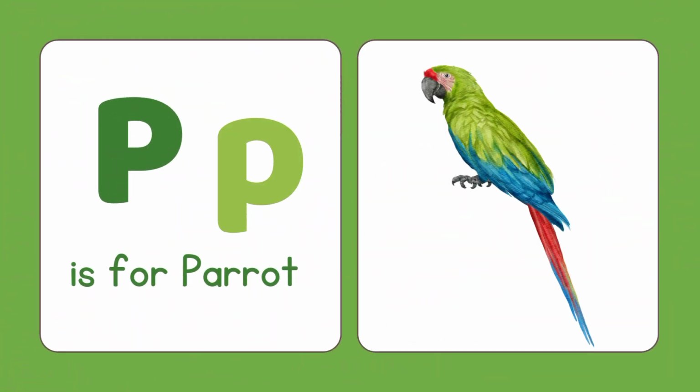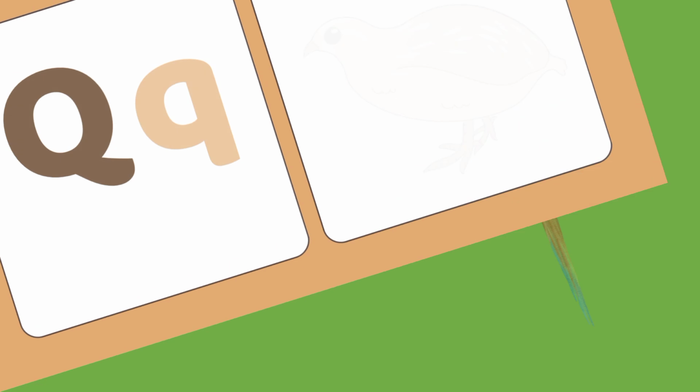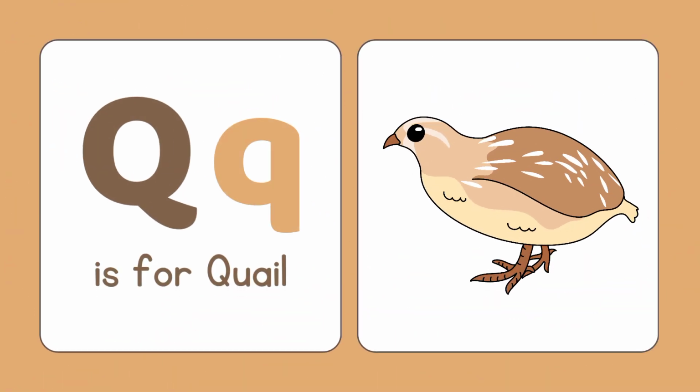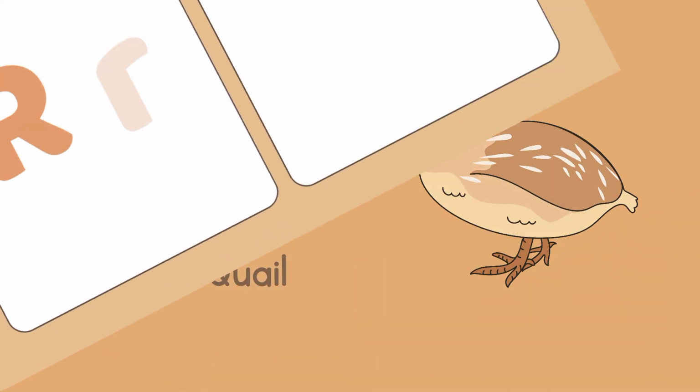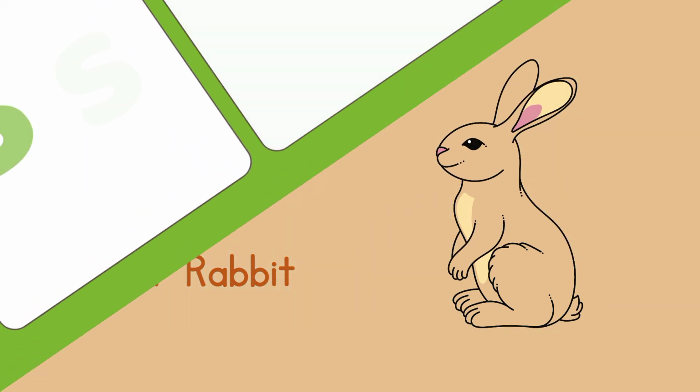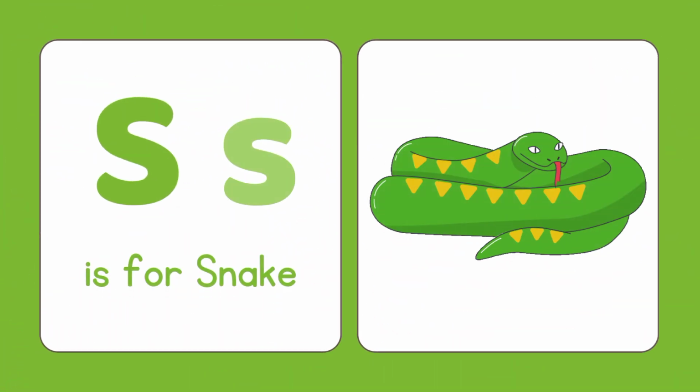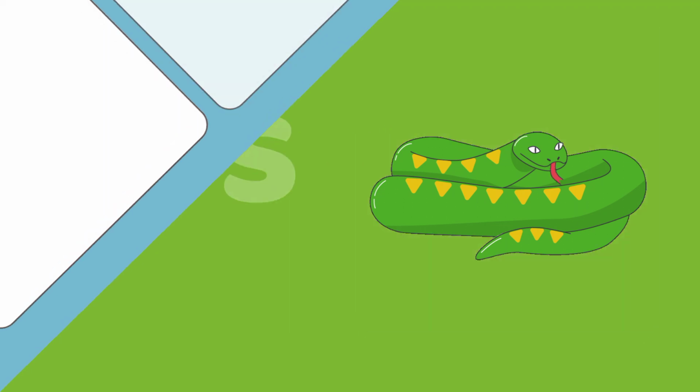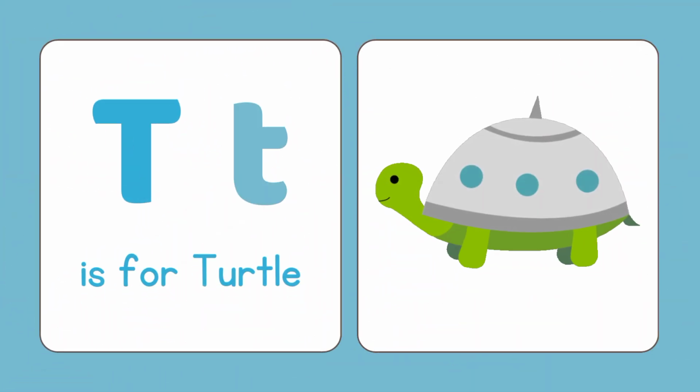P is for parrot. Q is for quail. R is for rabbit. S is for snake. T is for turtle.